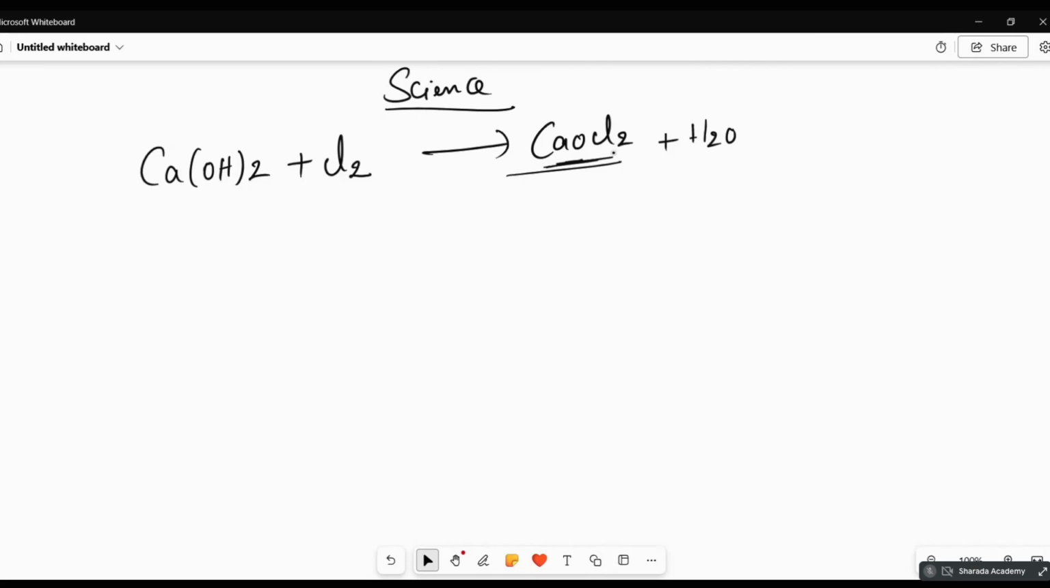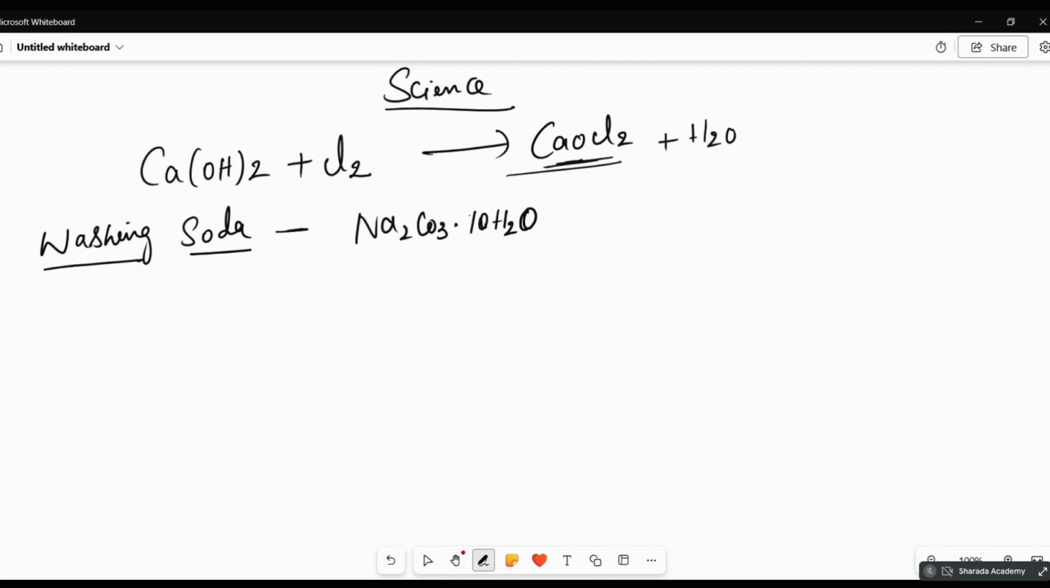Okay. Next comes the washing soda. Washing soda is sodium carbonate, with that you have 10H2O. It is sodium carbonate decahydrate. They call it decahydrate. Deca means 10.